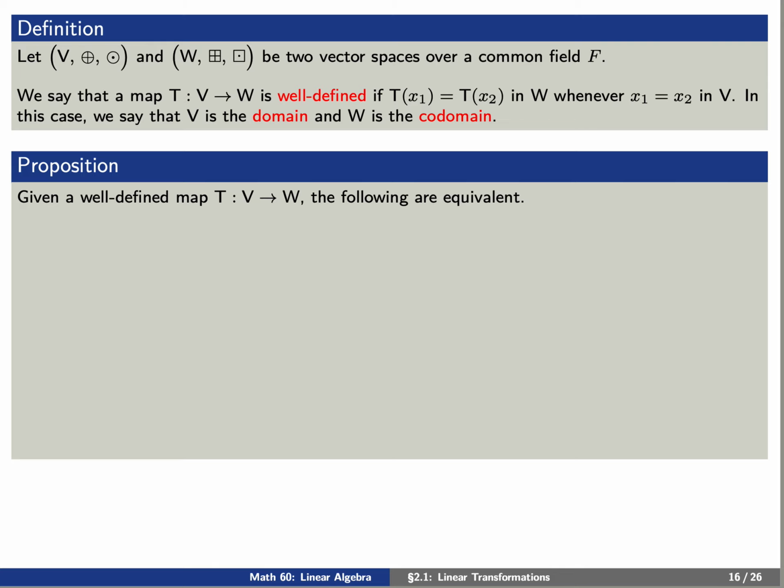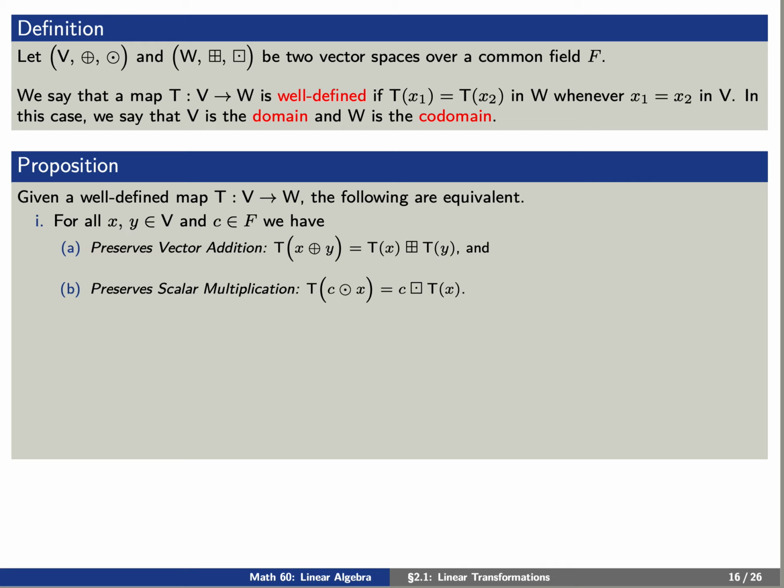Given such a well-defined map T, the following 2 statements are equivalent. First, our map preserves vector addition and it preserves scalar multiplication. That means the following. Given two vectors x and y in V and a scalar c in F, first we want T of x plus y to be T of x plus T of y, and second we want T of c times x to equal c times T of x.